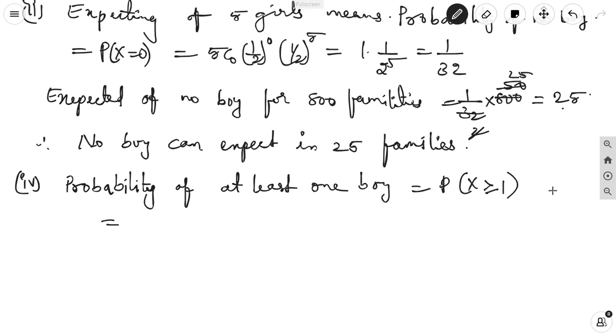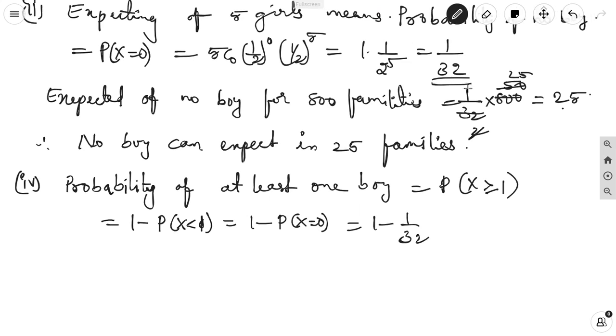So at least one boy means we can write it as 1 minus probability of x is less than 1. Probability of x is less than 1 means probability of x equal to 0. Already in the above, 1 minus 1 by 32. Probability of no boy means 1 by 32. So it is equal to 32 minus 1 by 32, equal to 31 by 32.